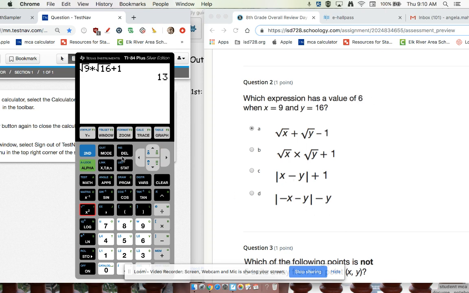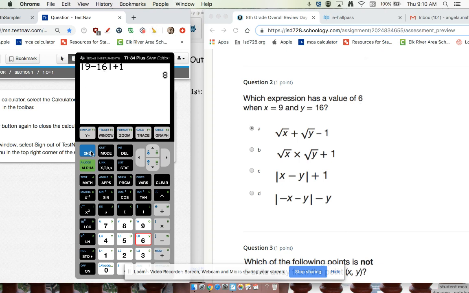Now this is the absolute value. Remember, to get to the absolute value, you do math, go to number, abs. So, and then you get your absolute value bar, x minus y. So 9 minus 16, get out of your absolute value symbol, and then plus 1, enter, and that's 8, not my 6.